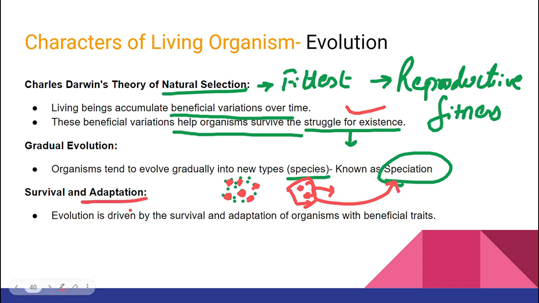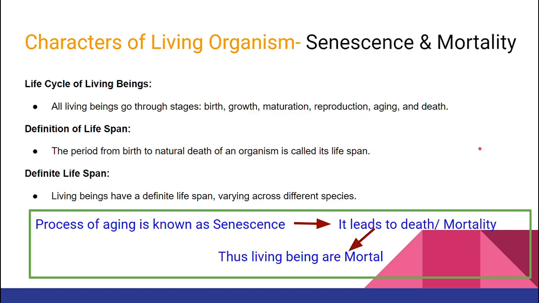Survival and adaptation. Evolution is driven by the survival and adaptation of the organism with the beneficial trait. So whoever will be able to adapt to the environment, adjust to the environment, only those organisms will be able to survive, right?